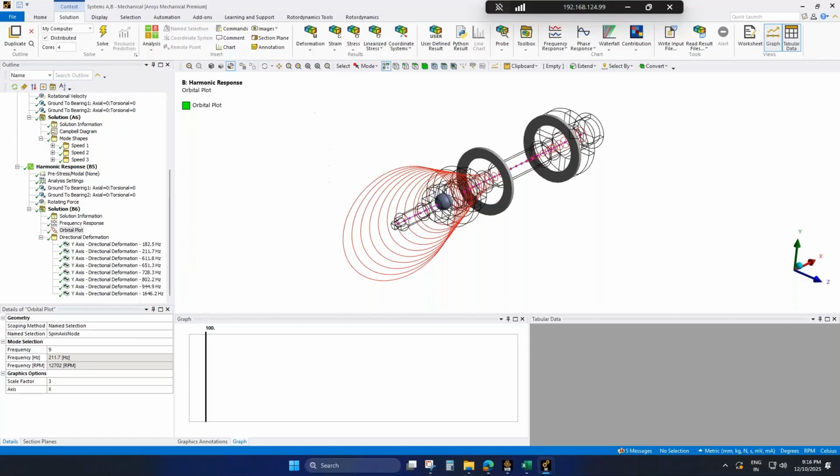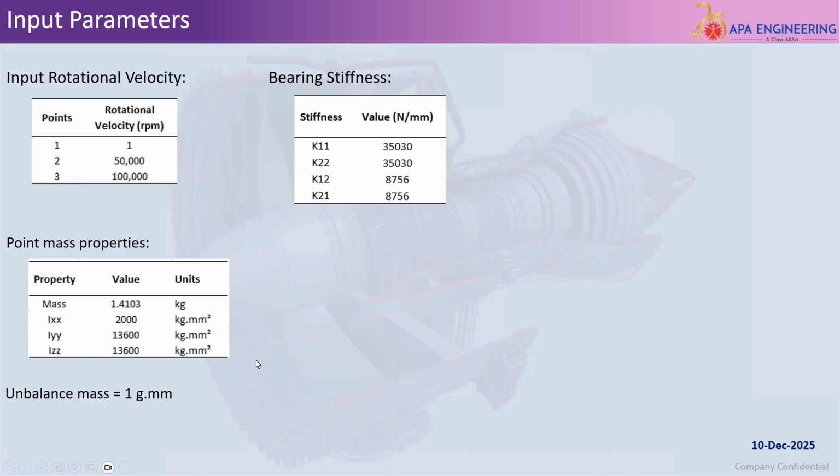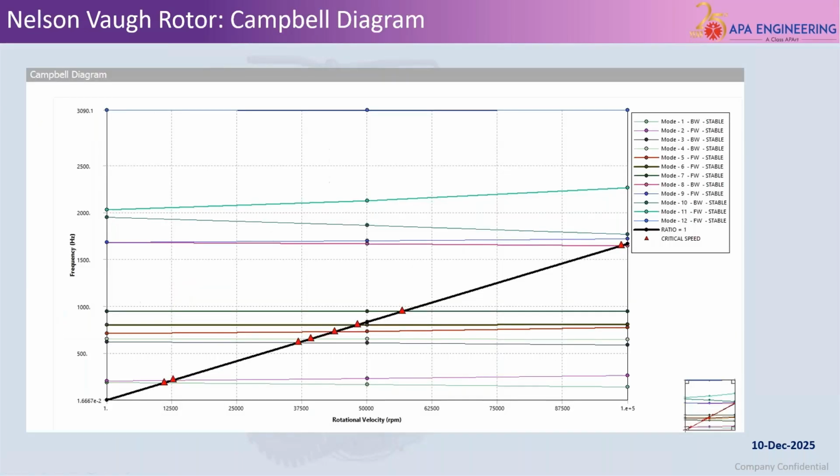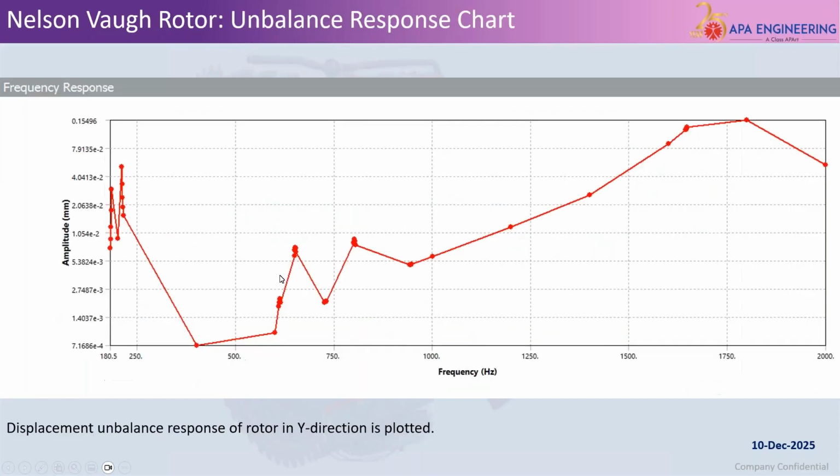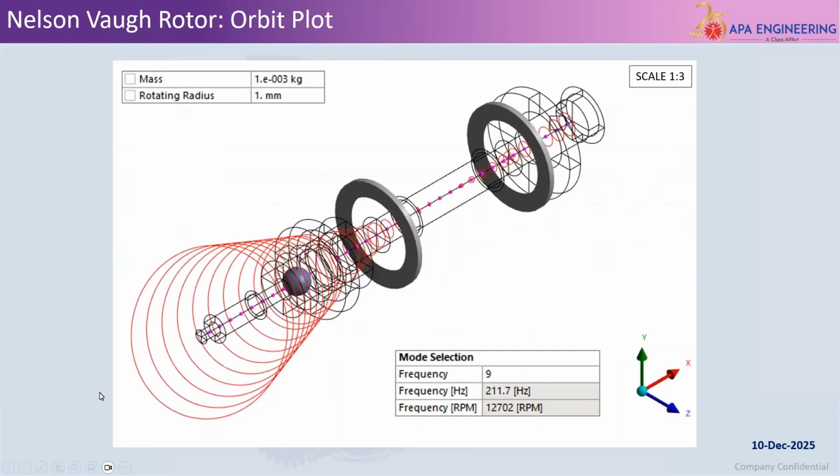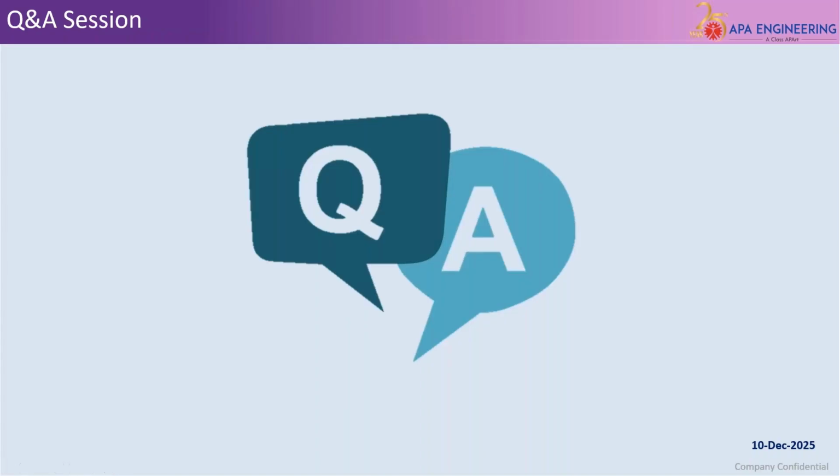So I have the results for this analysis here. We have the Campbell diagram here, which we saw earlier. So this is the frequency response chart, and we have plotted displacement against the natural frequency in this plot. And finally, we have the unbalanced response chart. So this concludes the end of the demo session.